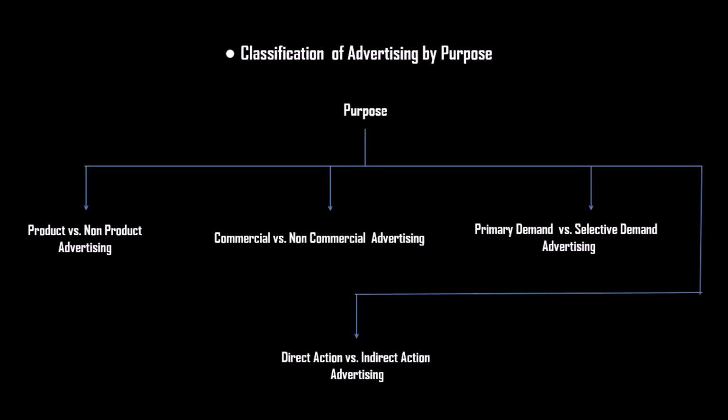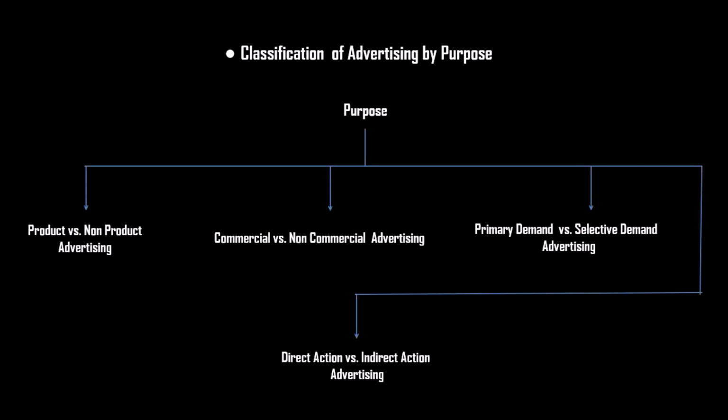Primary demand versus selective demand advertising. The purpose of primary demand advertising is to stimulate demand for a particular product category, not for any one brand. This type of advertising is generally placed by associations that represent manufacturers or service firms. Selective demand advertising is used by individual producers or companies to build demand for their own brands.